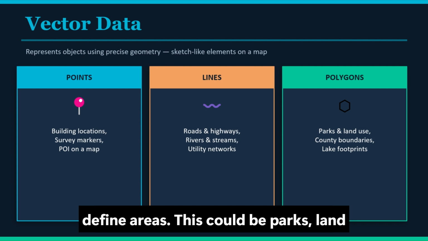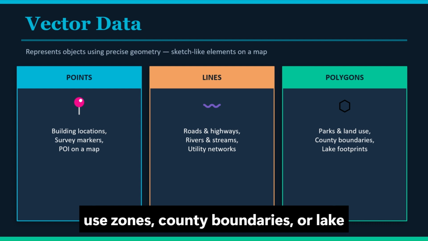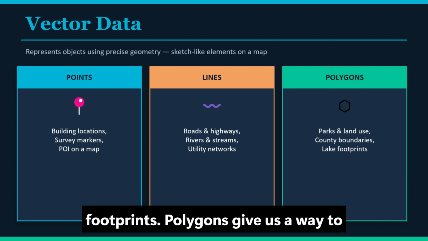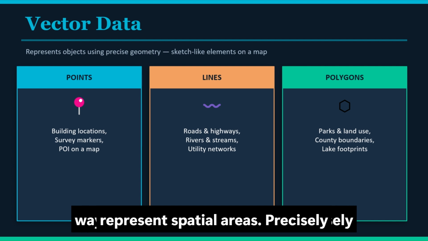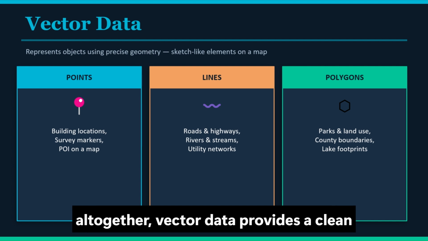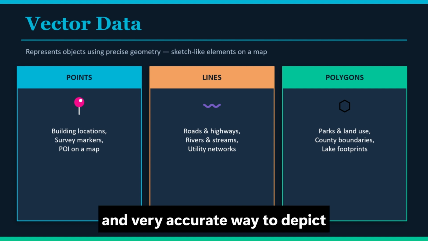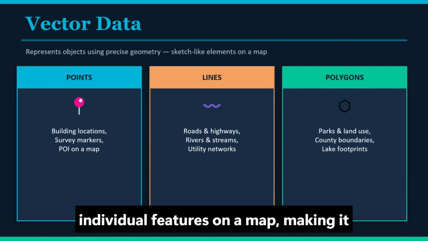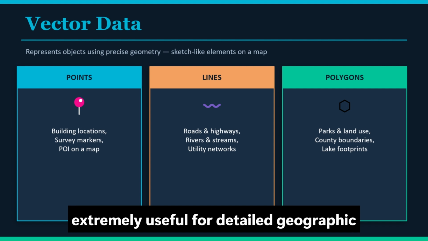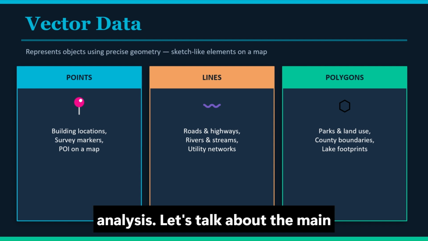Lastly, polygons define areas. This could be parks, land use zones, county boundaries, or lake footprints. Polygons give us a way to represent spatial areas precisely. Altogether, vector data provides a clean and very accurate way to depict individual features on a map, making it extremely useful for detailed geographic analysis.